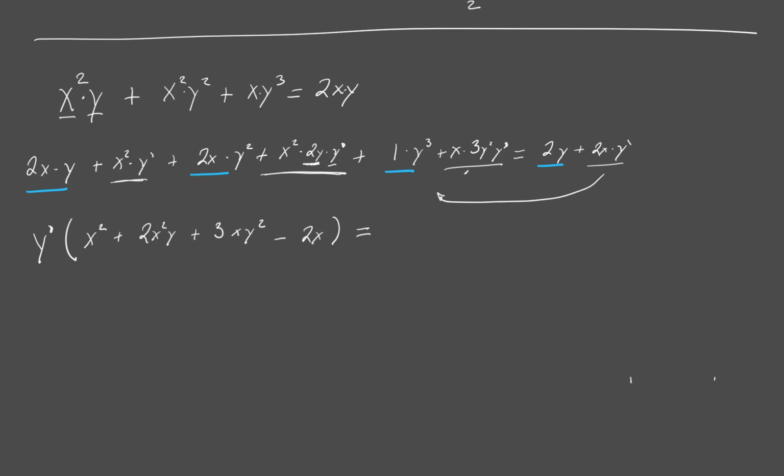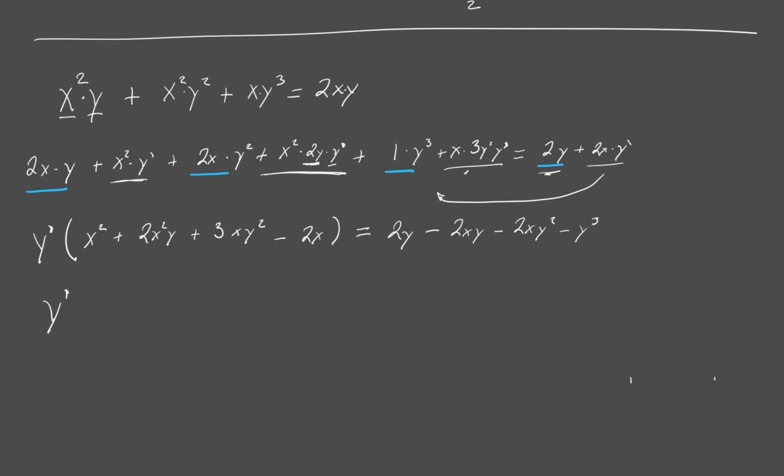Okay, let's move all the blue stuff over to the right-hand side. This is already over here, so we're going to start with that. That's a 2y, it's positive. And then I have to subtract all the other things. I've got a minus 2xy, and I've got a minus 2xy squared. And I've got a minus y cubed. Those are the things that don't have a y prime next to them.